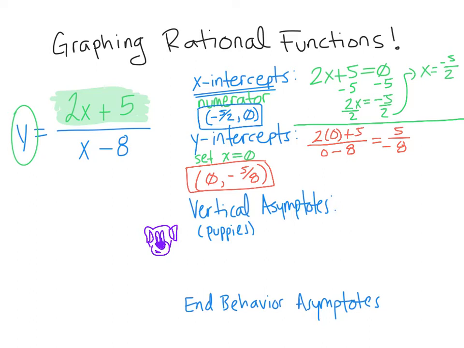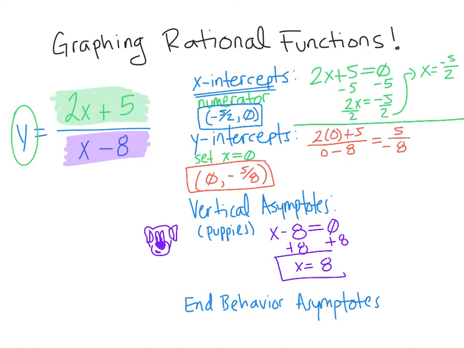Where do vertical asymptotes come from? Looking back up here at the function, the vertical asymptotes come from the bottom. The denominator, wherever that is equal to 0, you have a vertical asymptote. We don't want to touch that. So I'm going to say to myself, where is the denominator equal to 0? So x minus 8 equals 0. How do I solve for x? I'm going to add 8, so x is equal to 8.